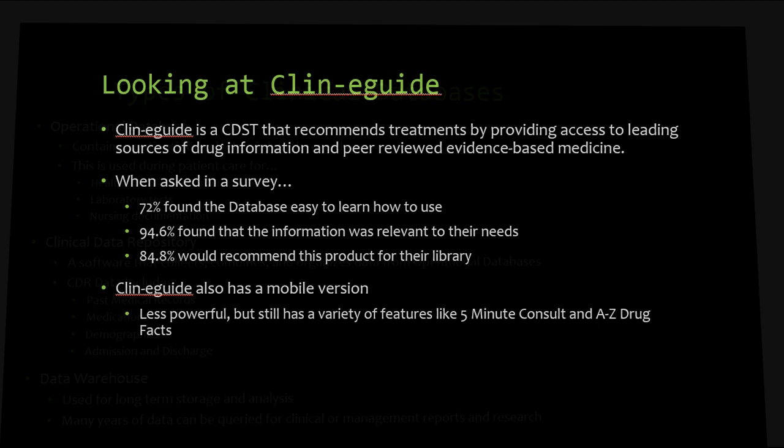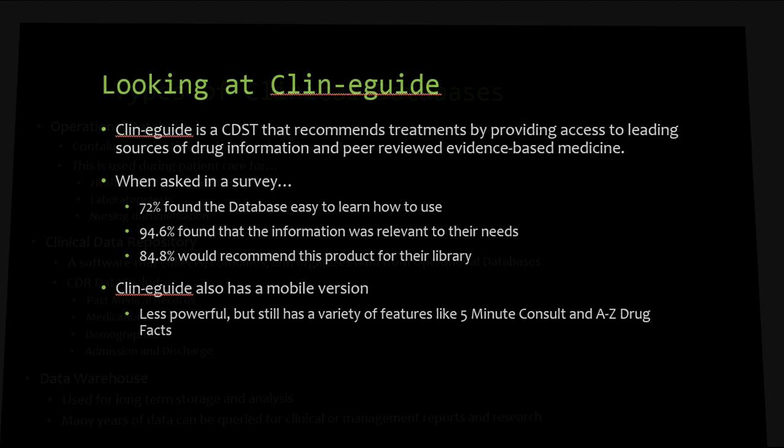Looking at ClinEGuide, this is a clinical decision support tool that recommends different treatments by providing access to leading sources of drug information and peer-reviewed evidence-based medicine. When asked in a survey, 72% found that this database was pretty easy to learn how to use. 94.6% of the people found that the information was relevant to their needs, and 84.8% would recommend this product for their library. So obviously you see that this is definitely helping out many different people in their jobs.